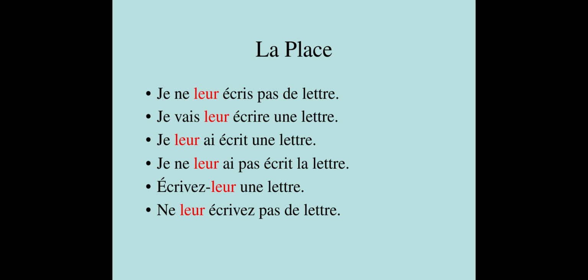When there are two verbs, just like with direct object pronouns, it goes before the infinitive, so it gets sandwiched in between the two verbs. So we have je vais leur écrire une lettre. I'm going to write them a letter. In the passé composé, we'll talk about this a little bit more, but I want you to just recognize it, that in the passé composé, the indirect object pronoun is going to be placed before the helping verb. So it's going to be placed before avoir or before être.